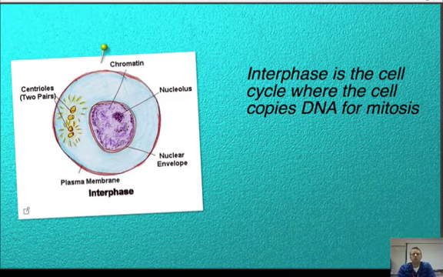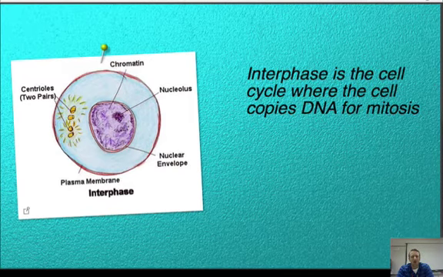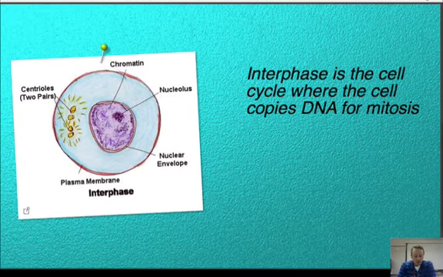All right, so the first one we're talking about is interphase. Once again, remember that's G1, S, G2. Interphase is the cell cycle where the cell copies DNA for mitosis. So it's getting that DNA ready for mitosis, so eventually those chromosomes are going to be separated into two cells with the exact number of chromosomes as the parent cell. So make sure you get down what interphase is and that picture as well. There's no need to do it in color, just go through it with your pencil or pen.